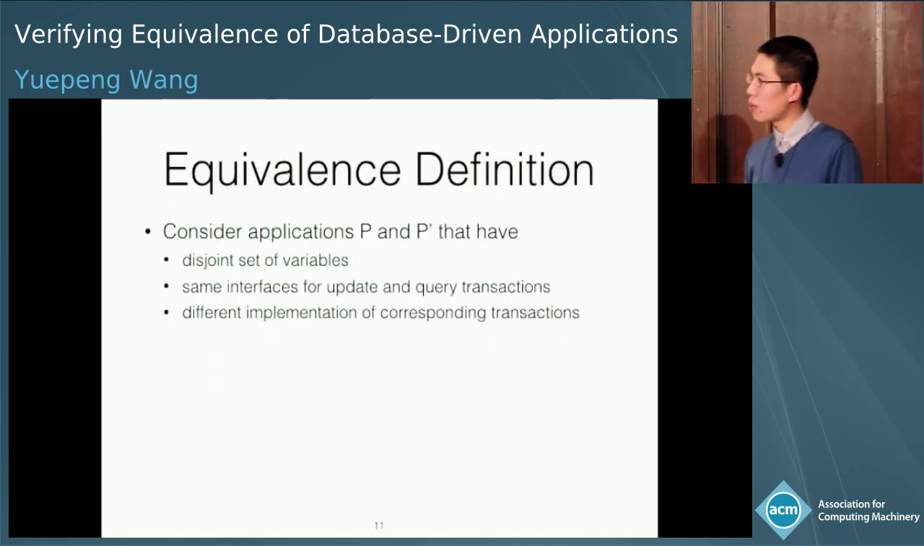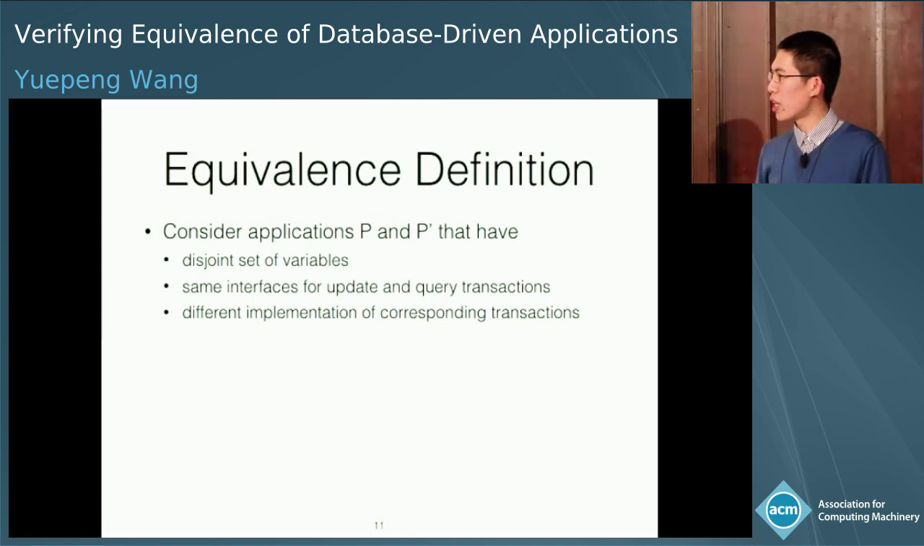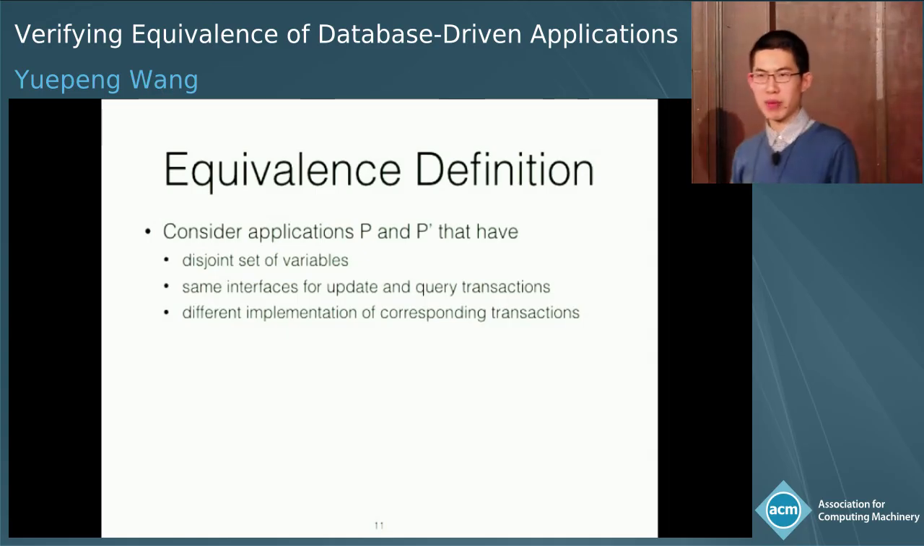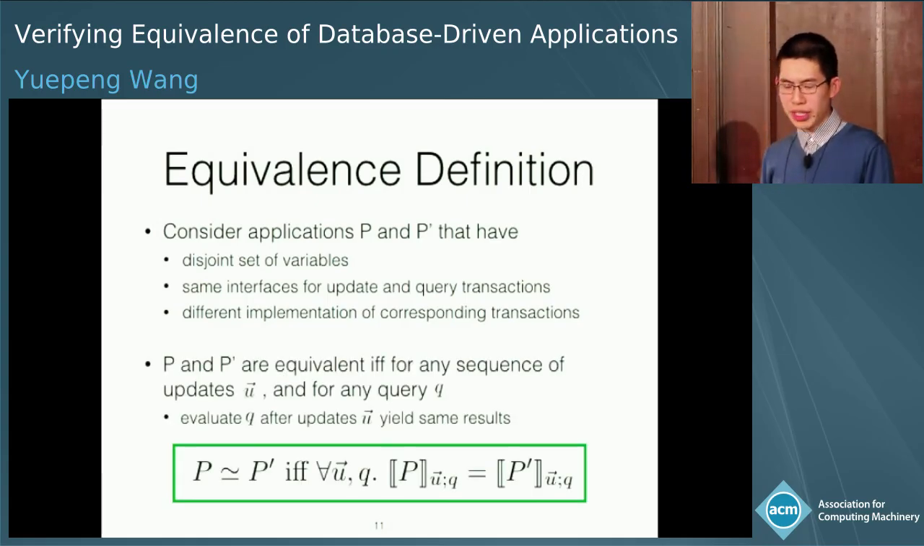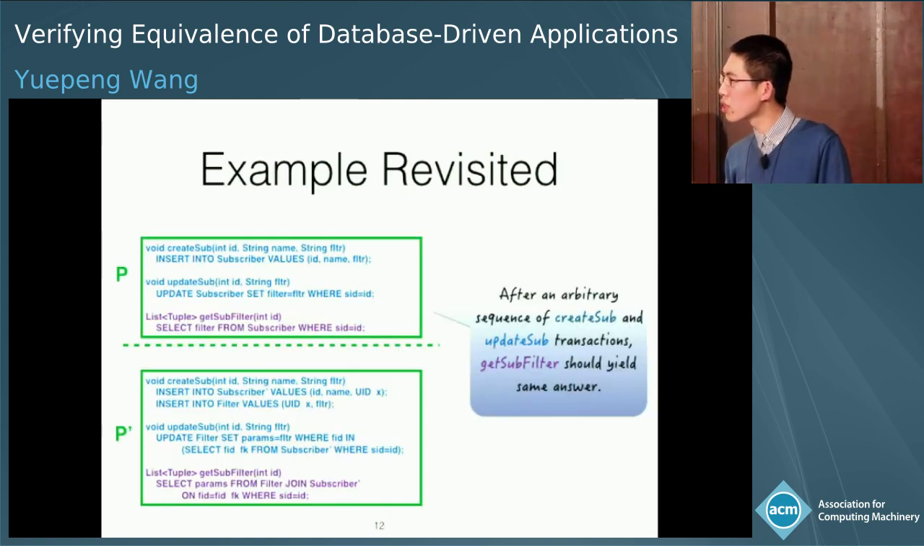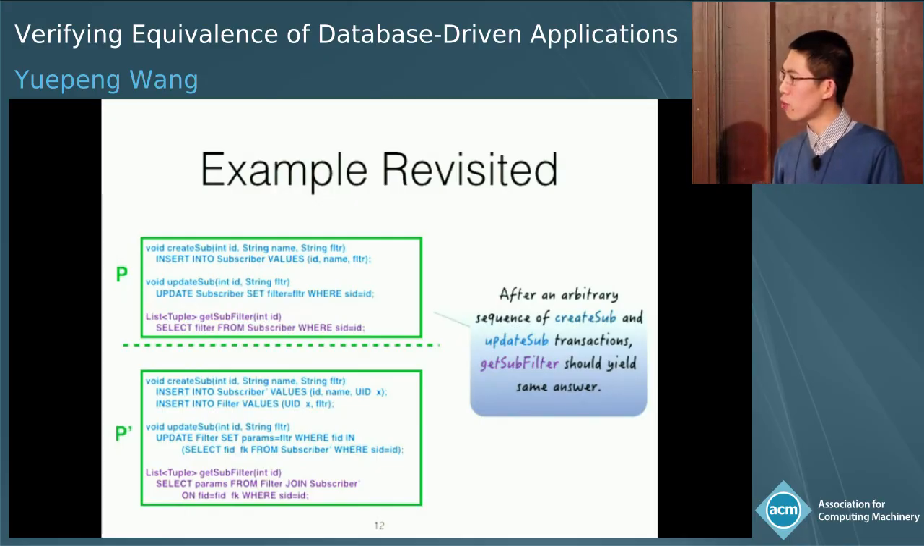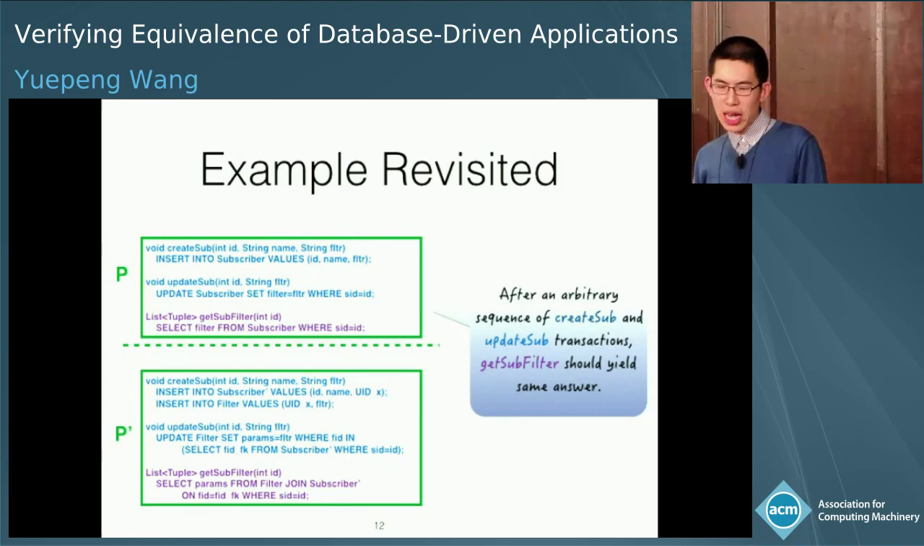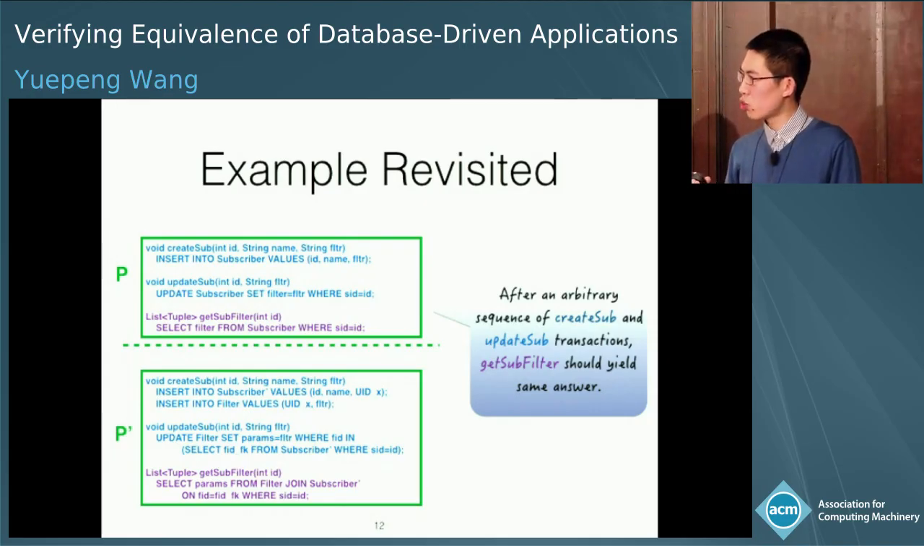Formally, let's consider two applications P and P prime that have disjoint sets of variables. In the remainder of the talk, we will just assume P and P prime have the same interfaces for update and query transactions, but the underlying implementation of those transactions may be completely different. We say P and P prime are equivalent if and only if for any sequence of updates U and for any query Q, running the query Q after doing all the updates in U on both applications yields the same result. Going back to our running example, the equivalence of P and P prime means that if I execute an arbitrary sequence of create subscriber and update subscriber transactions, the getSub filter query should always return the same result.